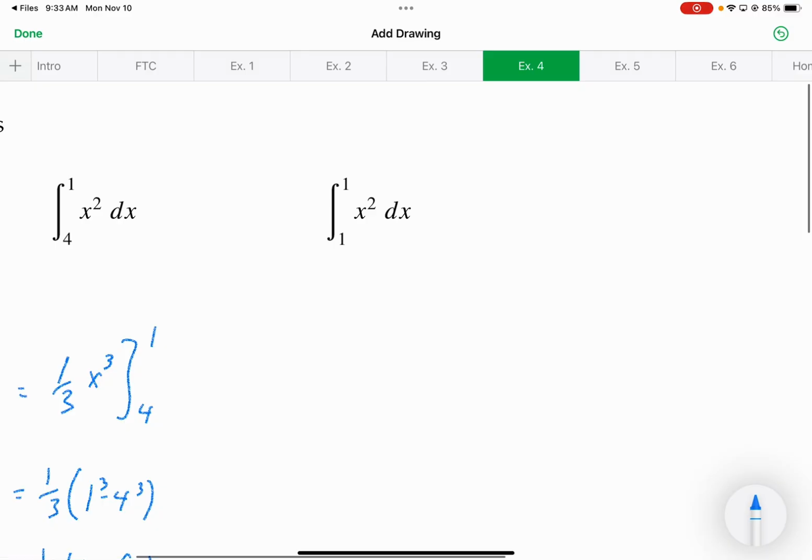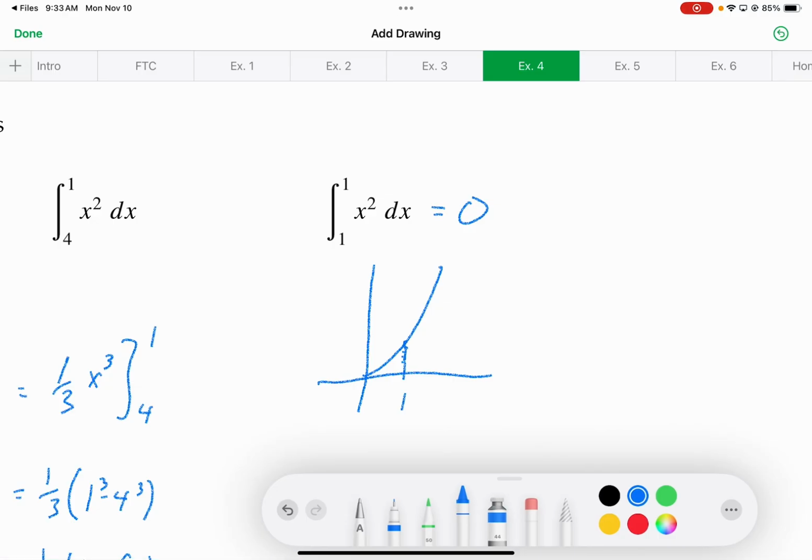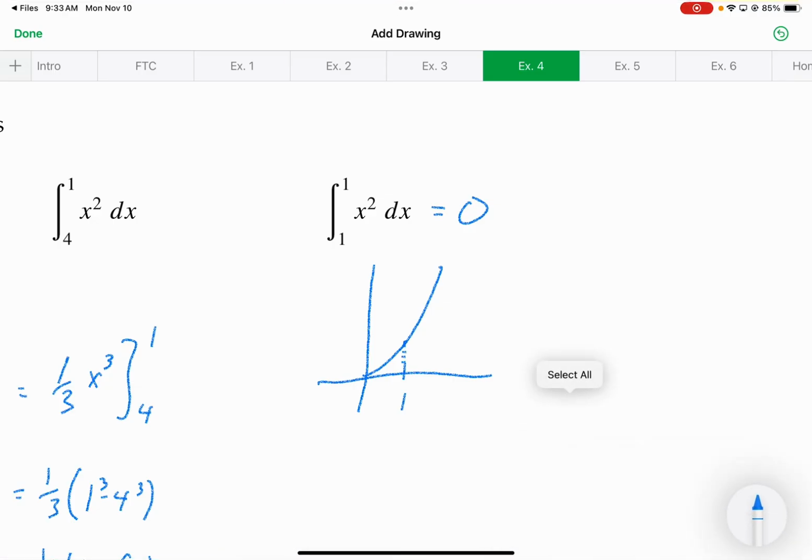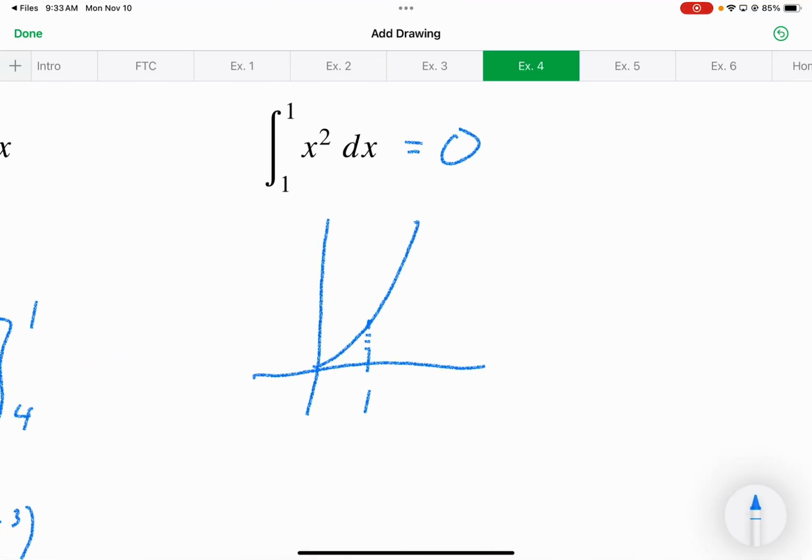Hey, properties of integrals for the last one, though. It is 0. If you think about the graph of something like that, 1 is here, still looks like this. It's just this sliver, and there's no dimension. It's one dimension, so it's not going to have an area. Okay. All right.